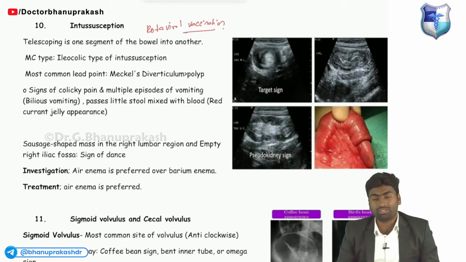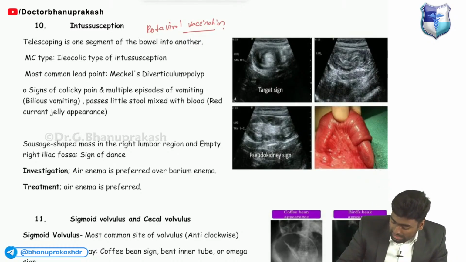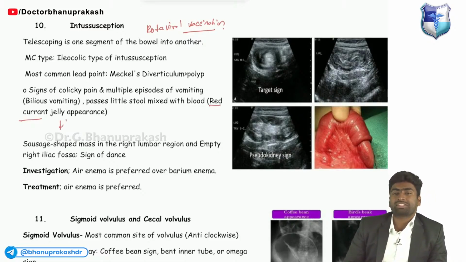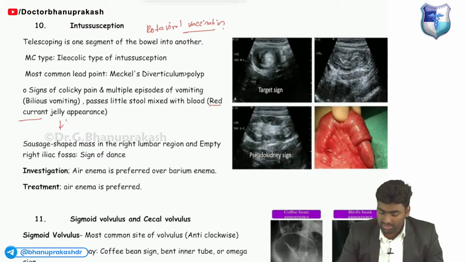In the case of this rotaviral vaccination, now the child is complaining of pain in the abdomen, along with passage of mucus and blood-stained stool, which is known as red currant jelly stools. Where did we study red currant jelly sputum? We studied it in a case of Klebsiella pneumoniae.